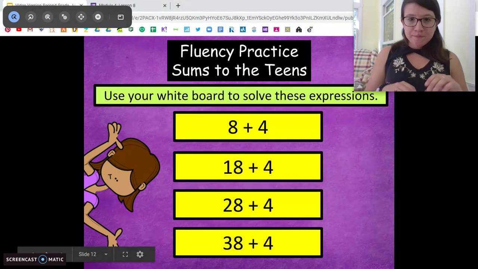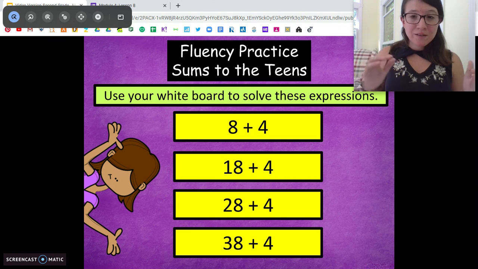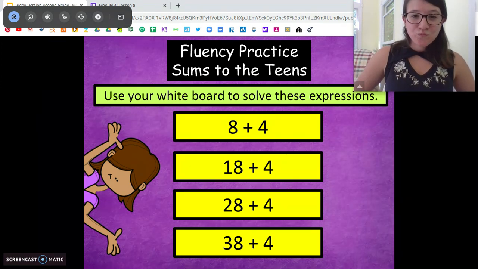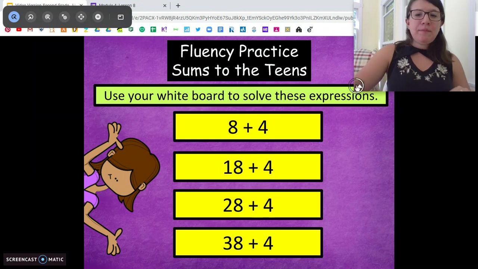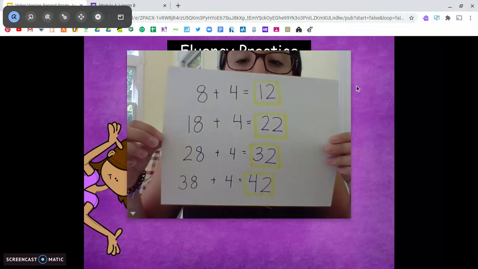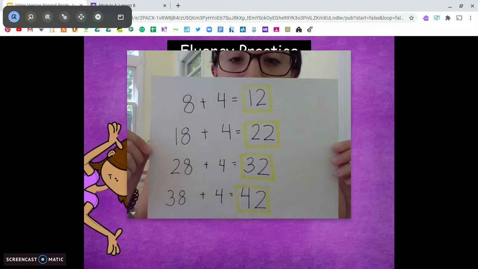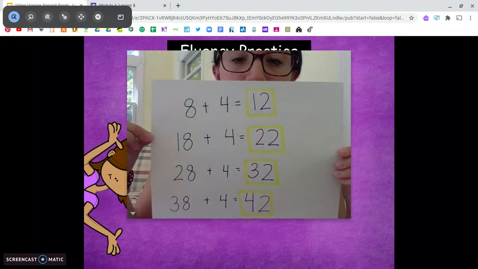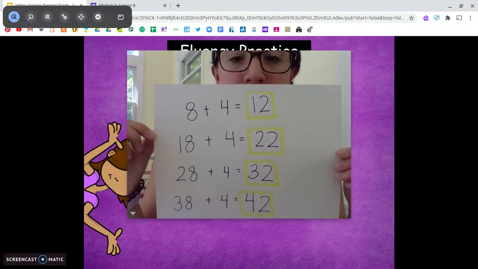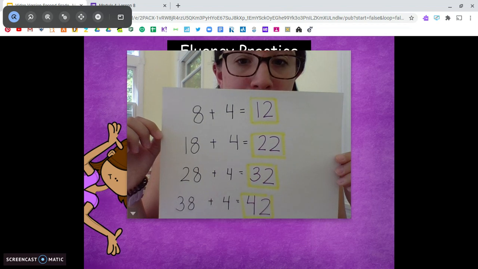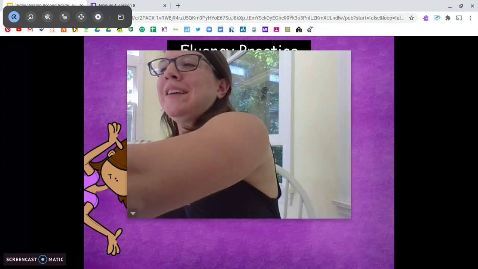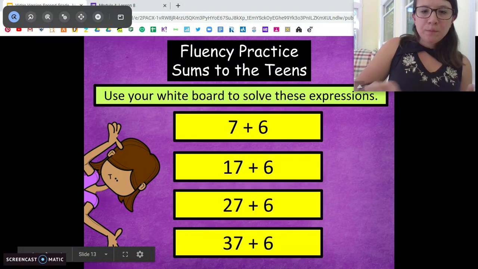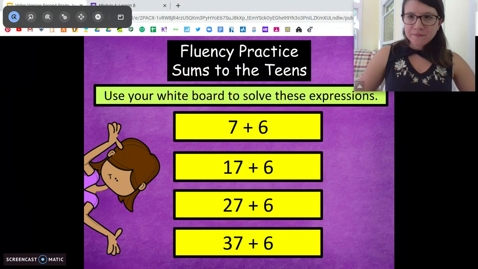All right. Ready? Write them down, solve them, come back when you're ready. Got it? Same thing. Should be noticing a pattern with that ones place. Here are your answers. Going up by 10 every time, just as these numbers are. Go ahead and check your answers. We have one more to do. Here we go. Last set. All right, pause and solve.